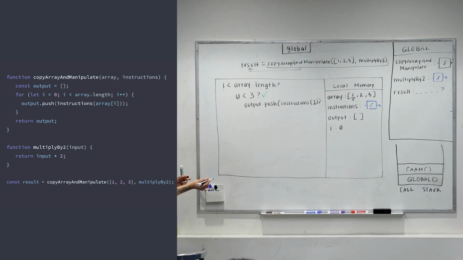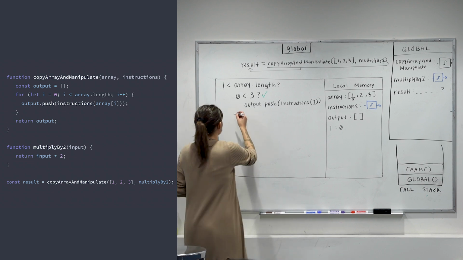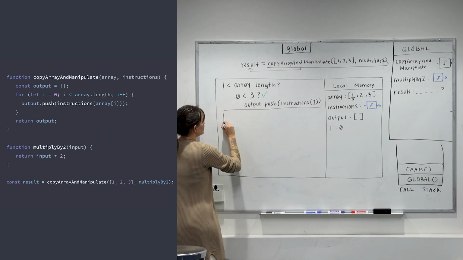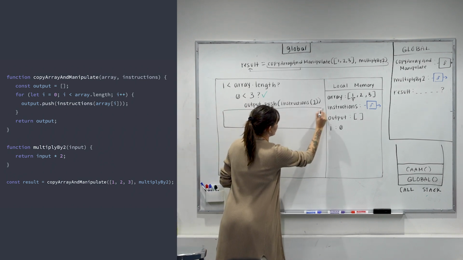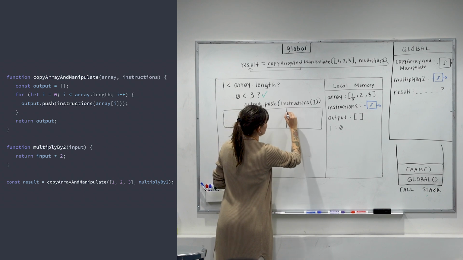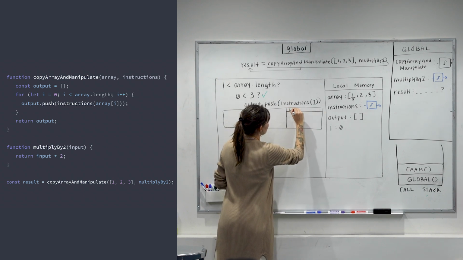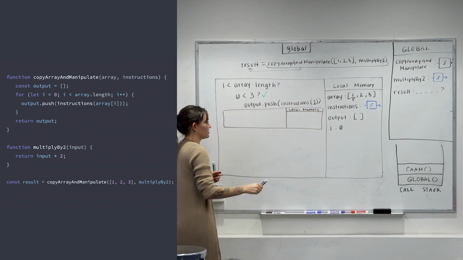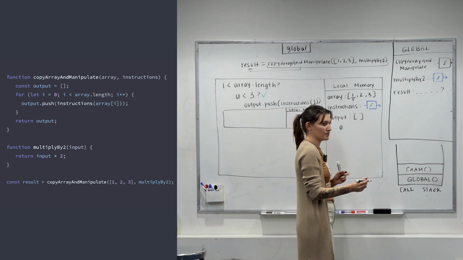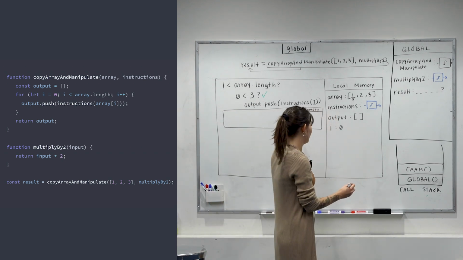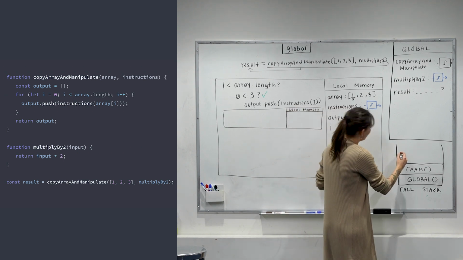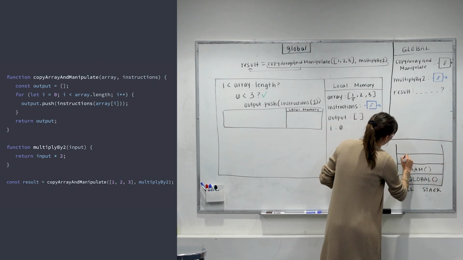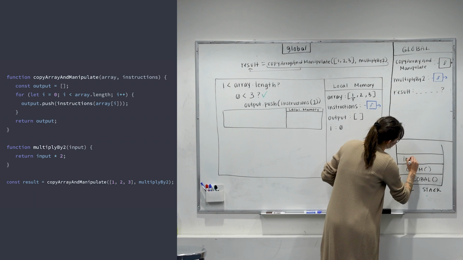Open up another local execution. Absolutely. And I'm going to make this kind of small, but it'll be big enough for what we need to do. All right, cool. So we'll give ourselves a little local memory over here. And then one more thing that we need to do since we invoked a function. You have to push that stack frame onto the call stack. Absolutely. So we're pushing another stack frame on top of copy array and manipulate for instructions.